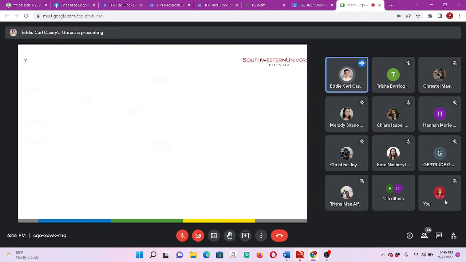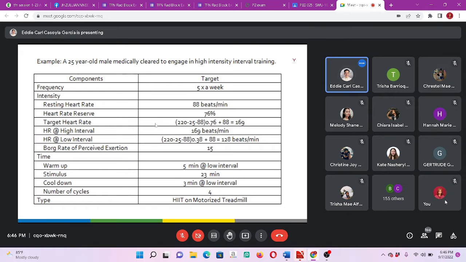Now, let's continue to our example. So I hope this one, heart rate reserve, is already clear. So all you need to do is to check what level of intensity your program is, and after knowing the level of intensity of your program, go and check table 2.1, column 5. And next would be the target heart rate at high and low interval.